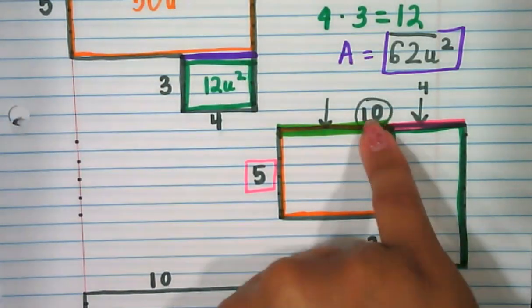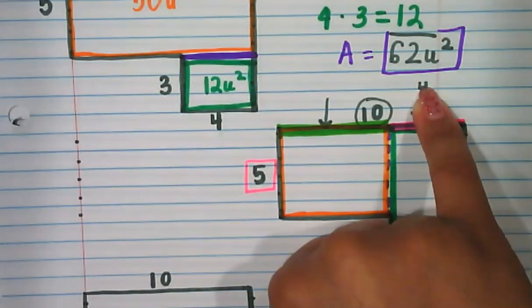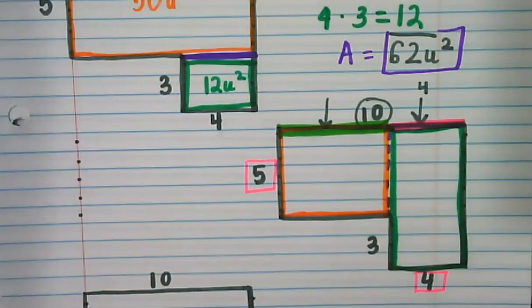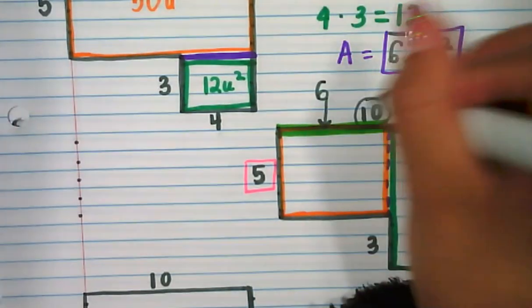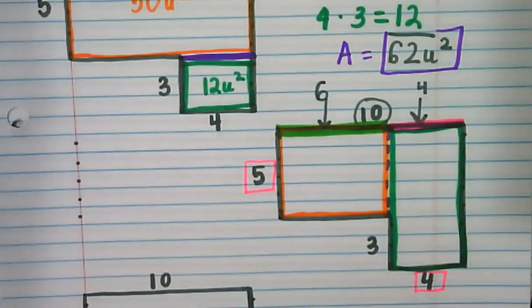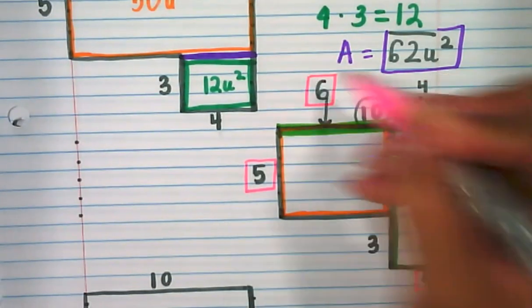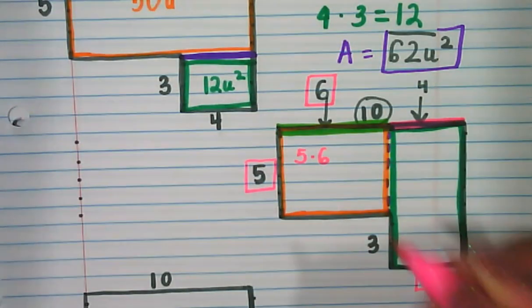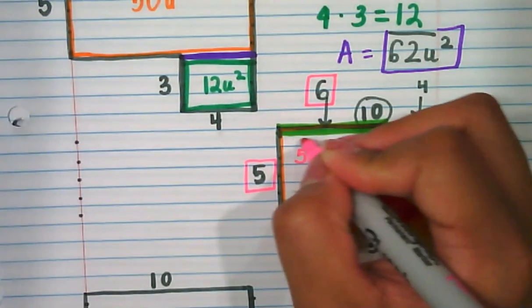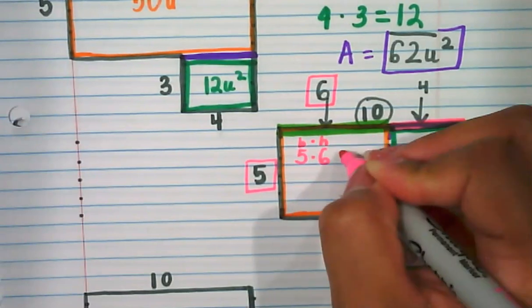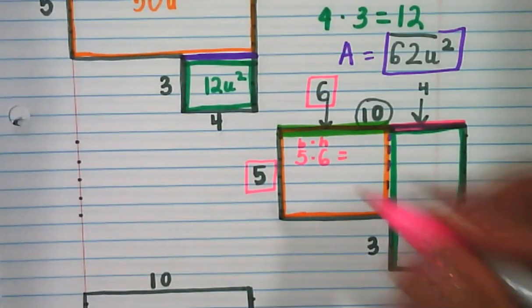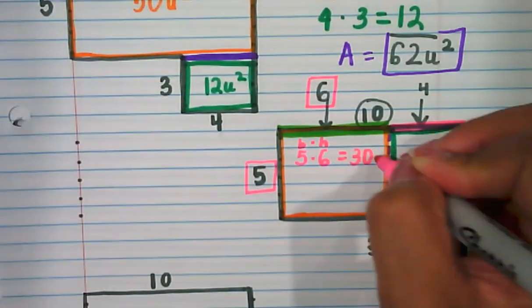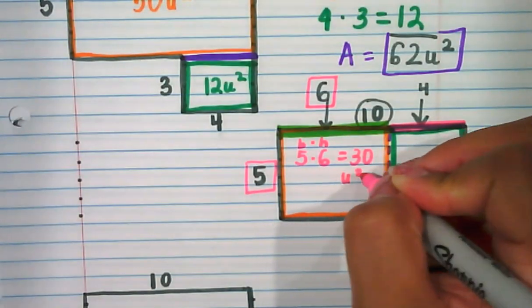Well, let's subtract. 10 minus 4, I'm left with 6. So 6 plus 4 will give me the measurement of 10. So now I have my other measurement. 5 times 6 is the area of the rectangle, my base times my height. And so 5 times 6 is 30 units squared.